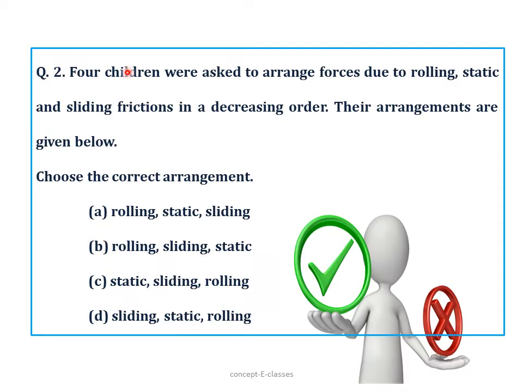Question number 2. 4 children were asked to arrange forces due to rolling, static and sliding friction in decreasing order. The arrangements are given below. So these are the arrangements, and we have to arrange the forces rolling, static and sliding friction in decreasing order. So static friction would have the largest frictional force as compared to sliding and rolling, because static friction is a force that keeps an object at rest, whereas sliding friction is a friction that appears when an object slides over another. Here the friction is less as compared to that of static. And in the case of rolling friction, it is easier to roll objects than sliding it. Hence, rolling friction would be less as compared to sliding friction. So the order would be static, sliding and rolling.